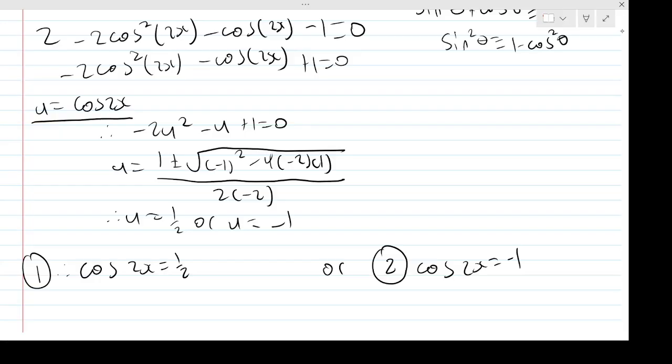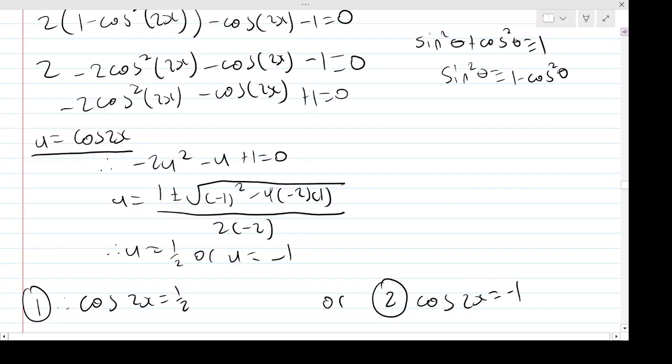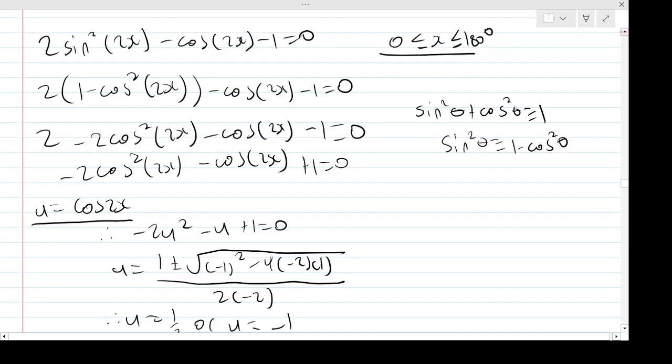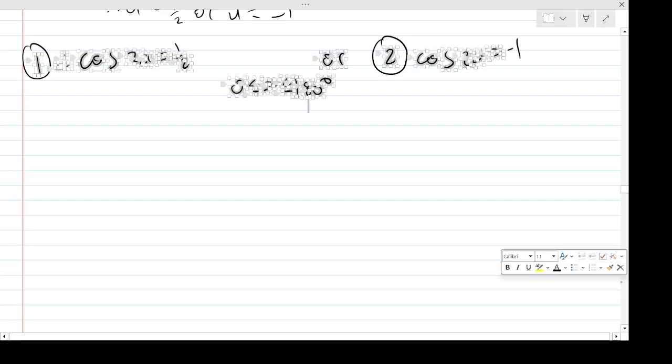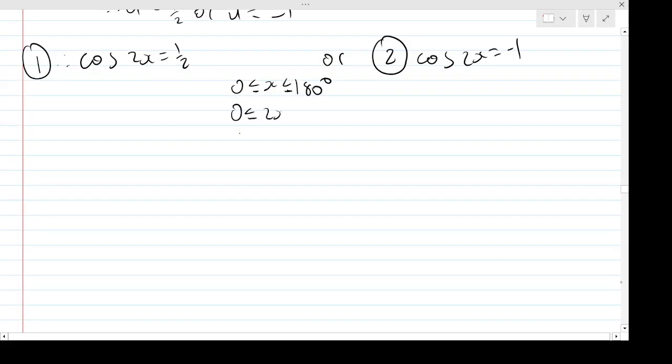So also bear in mind, before we solve, our interval, as a reminder, was 0 to 180. So it's going to be 0 to 180, but our input, our angle, is not just x, it's 2x. So to account for 2x I need to double it, right? So I'm going to get 0 to 2x, and then 180 times 2 will be 360. That is the interval I need to be working in.